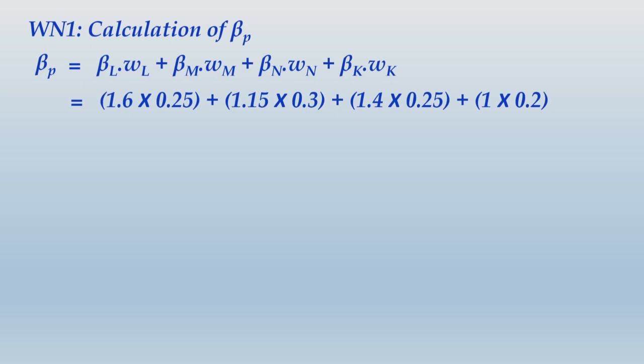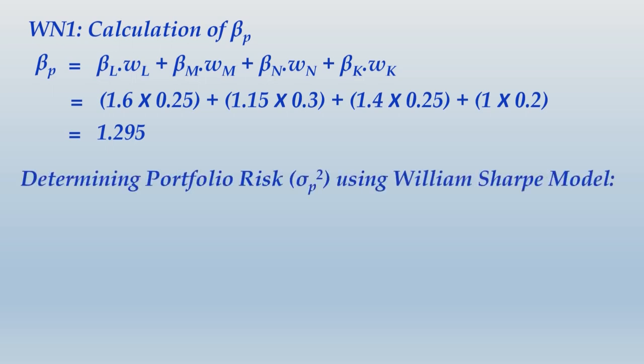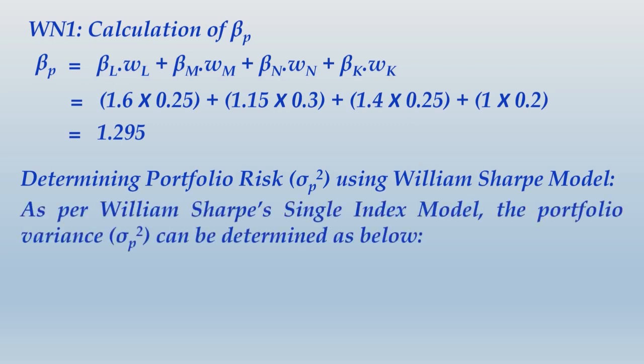So there is no problem in identifying and determining the portfolio beta, which results in 1.295. Now, determining portfolio risk, that is sigma p squared, using William Sharpe model, you would write, as per William Sharpe's single index model, the portfolio variance can be determined as below.